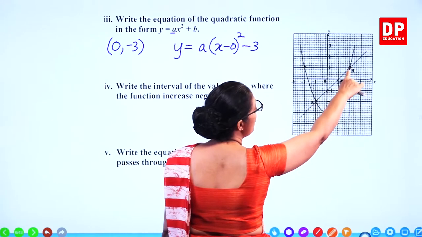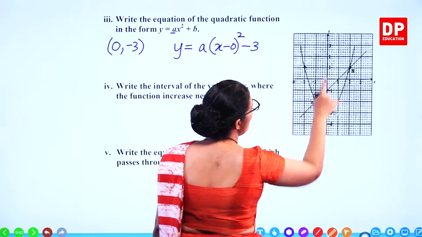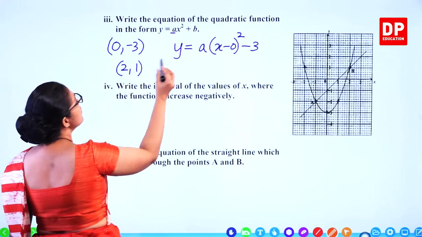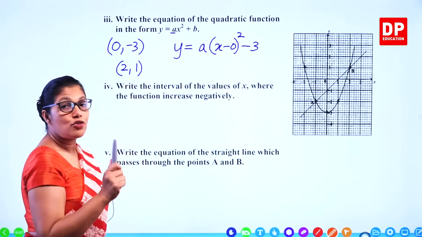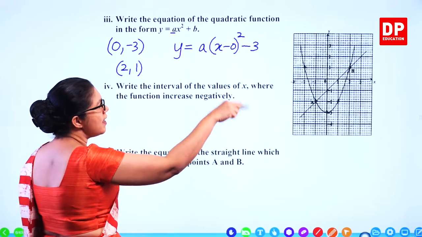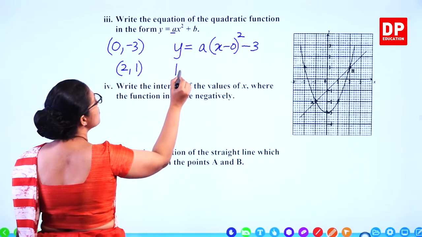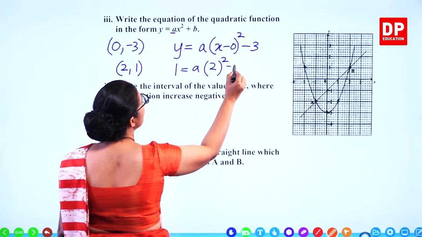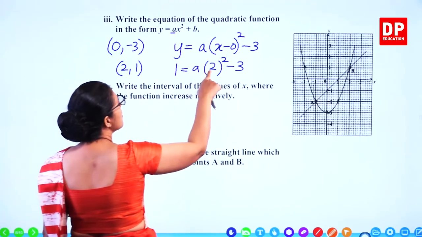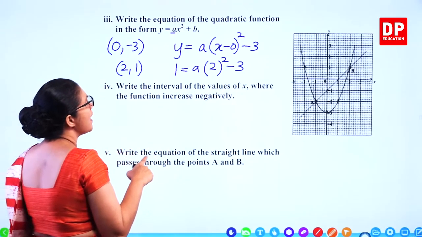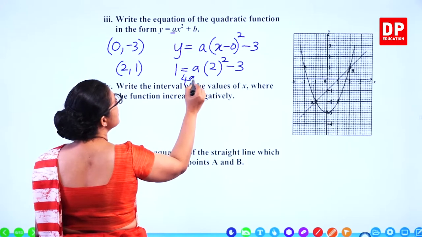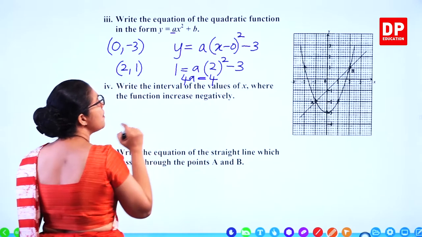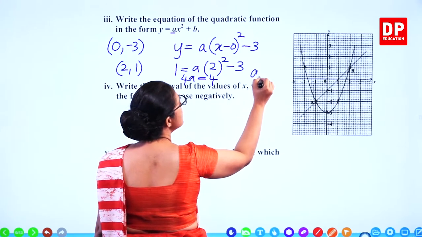We'll take this point, point B. When x equals 2, y equals 1. We'll substitute into the equation because it's already on the curve. So y equals 1 and x equals 2. Two times 2 is 4, so 4a equals minus 3. When you take it to this side, 1 plus 3 is 4. So divide by 4, you get a equals 1.